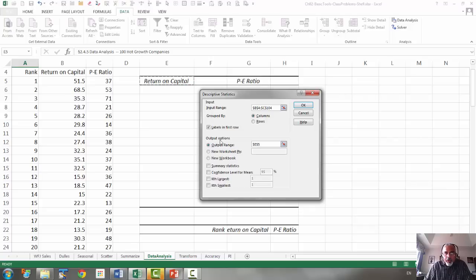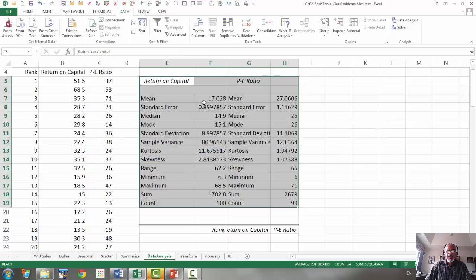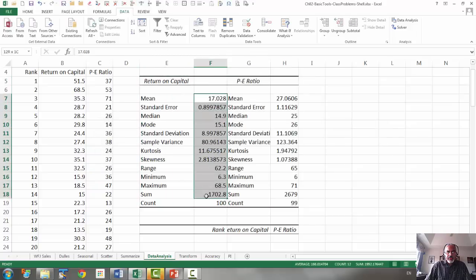Now it's important that we select at least one of these, so let's select Summary Statistics. Confidence interval gives us the margin of error if you want to develop a confidence interval. Kth largest and kth smallest will give you the values from the top and from the bottom, whatever number that you want. But summary statistics is what is most important. Then if you click OK and click OK again, it gives us the summaries.